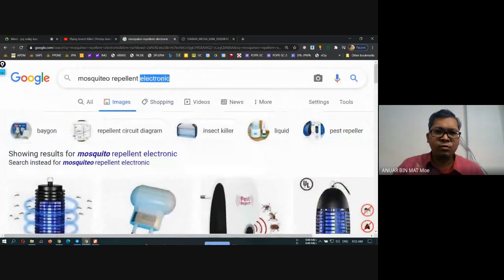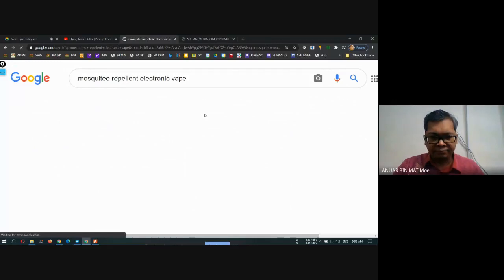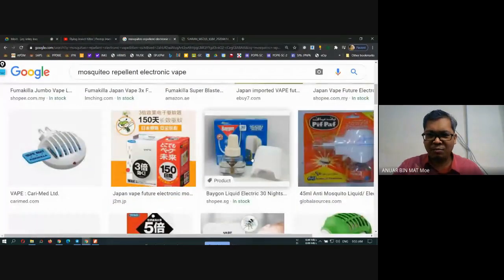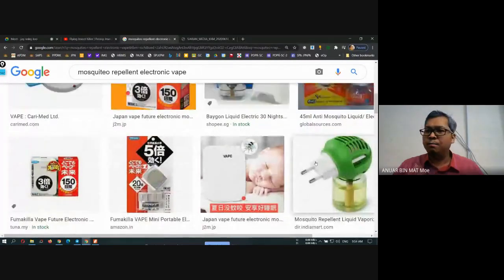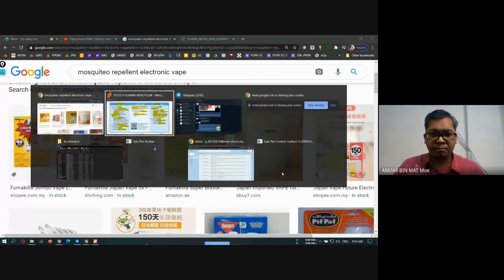Or you can use the vape one, electronic vape. This one, vape. You have seen this at home, right? What do you use? This one, vape, electronic. Many ways to repel the mosquito. This is some of the examples.